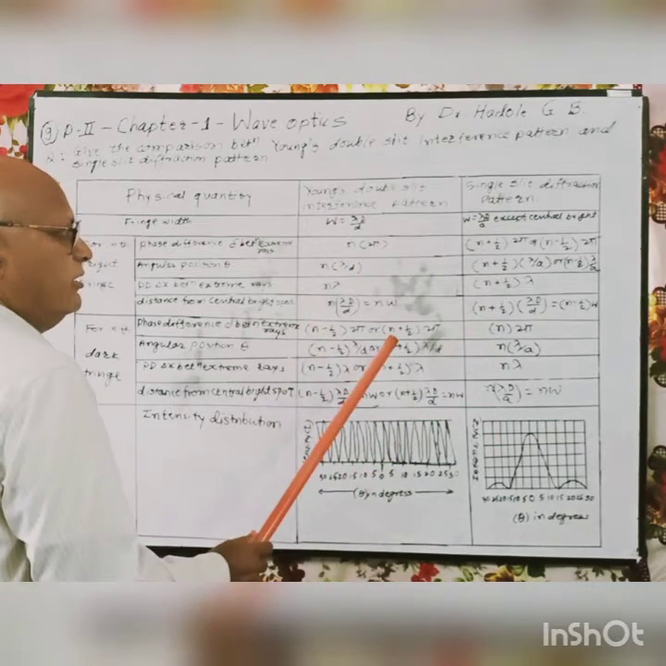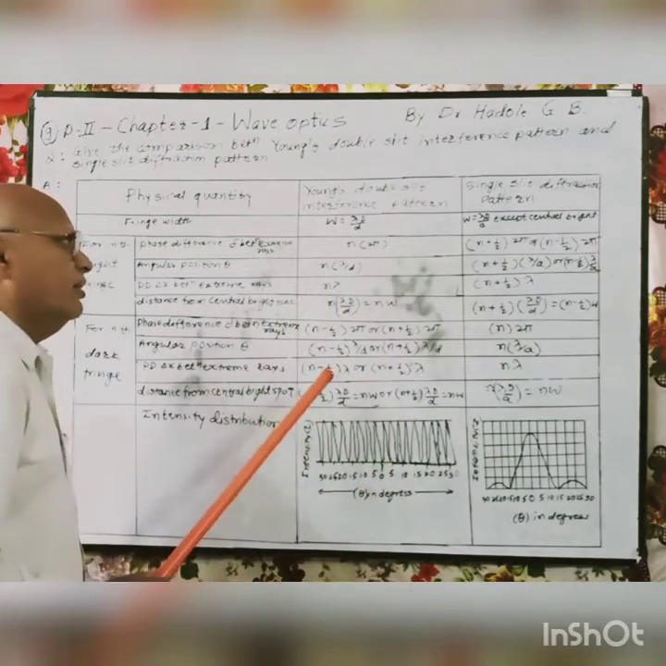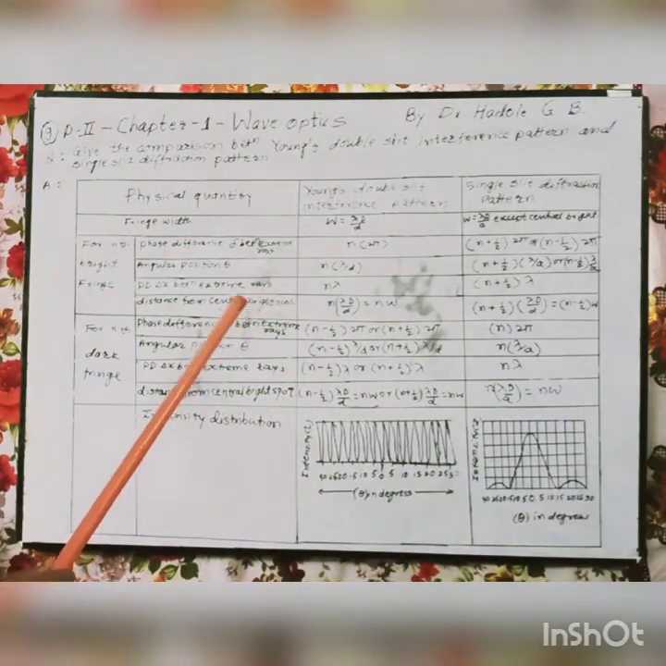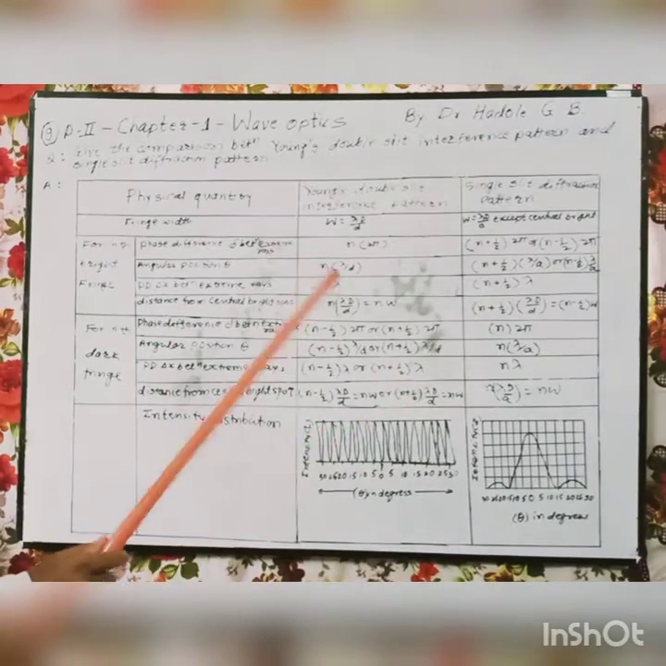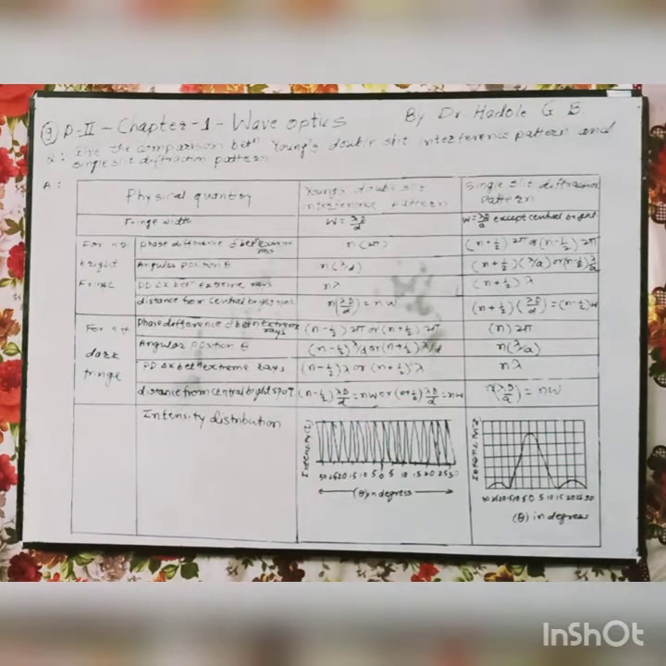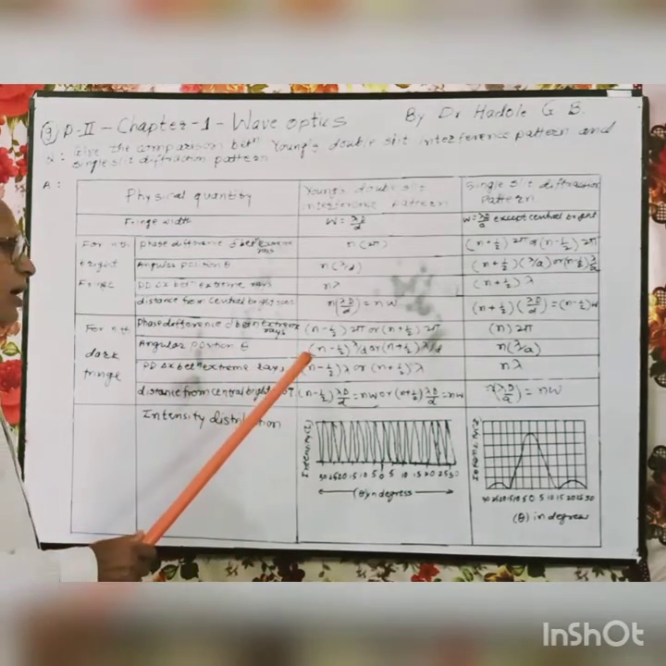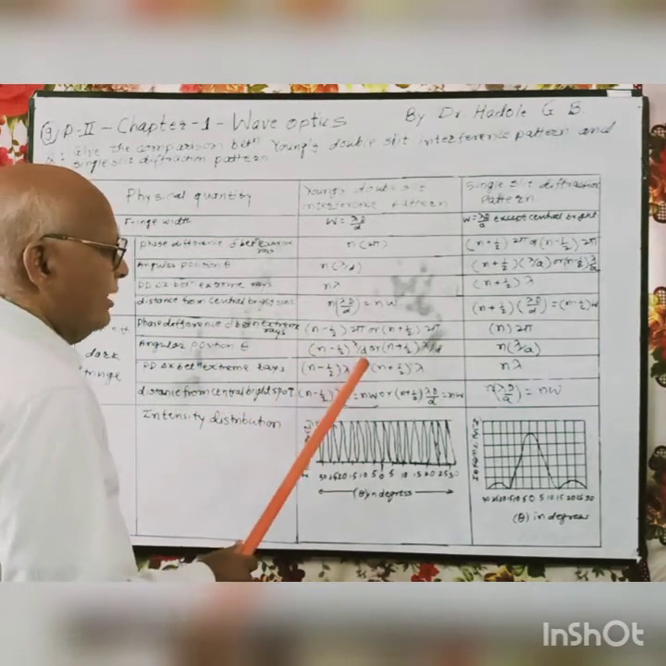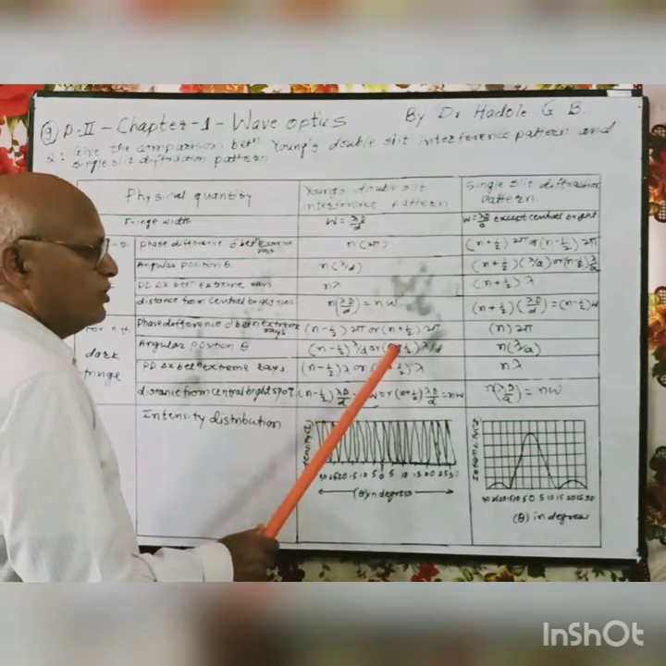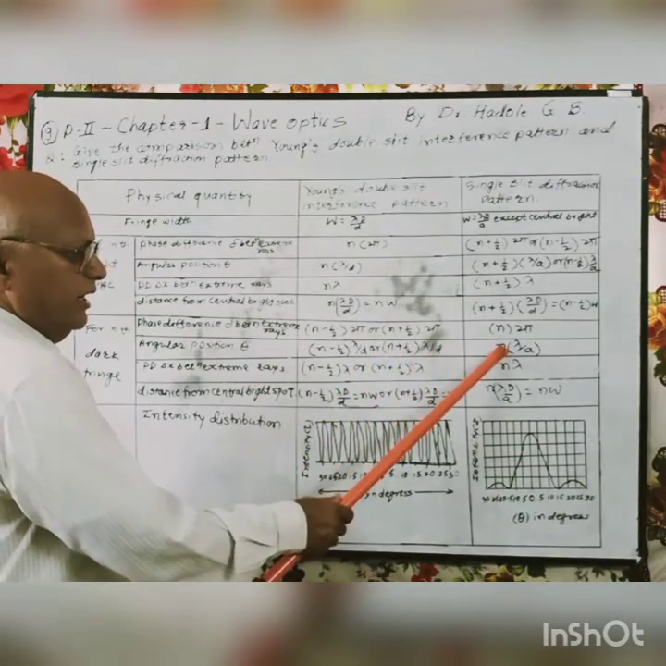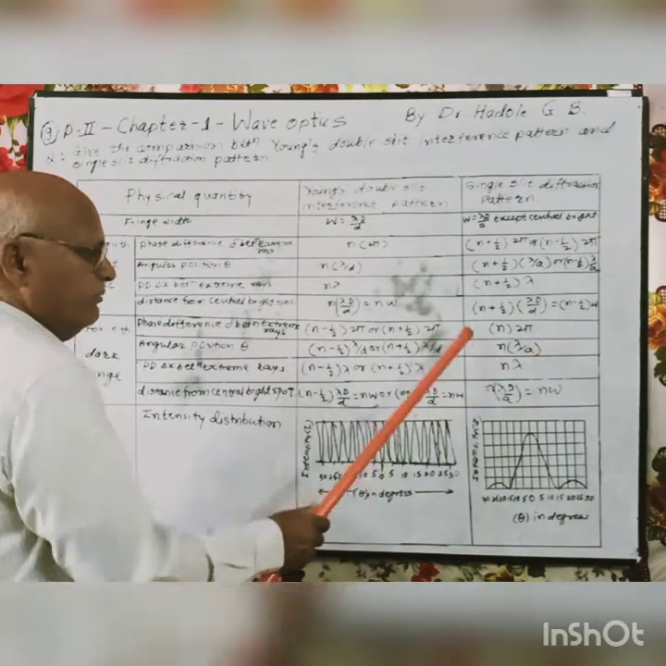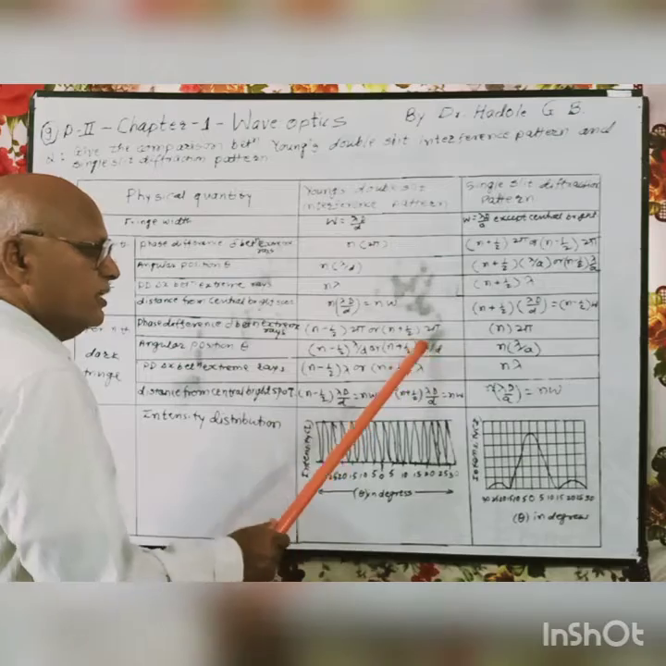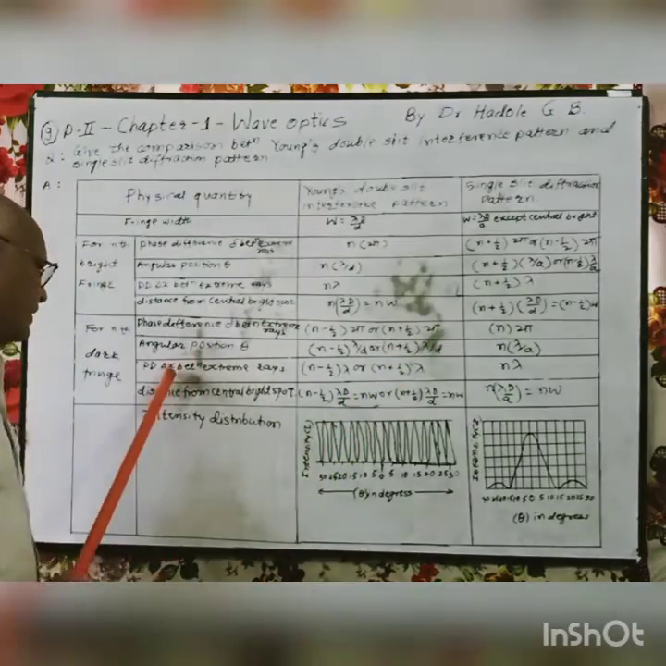Now here you will find that these conditions are interchanged. For the interference pattern, for a dark point, what are the conditions? It is for a bright point for the diffraction pattern, or for a maximum point. Angular position theta: (n minus half) into lambda upon d, or (n plus half) into lambda upon d, whereas it is n lambda upon a. Here a is the slit width, d is the distance between two coherent sources.